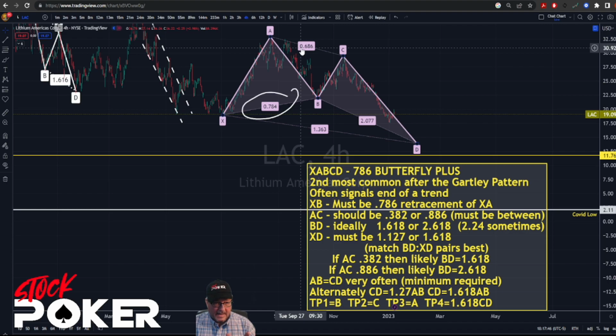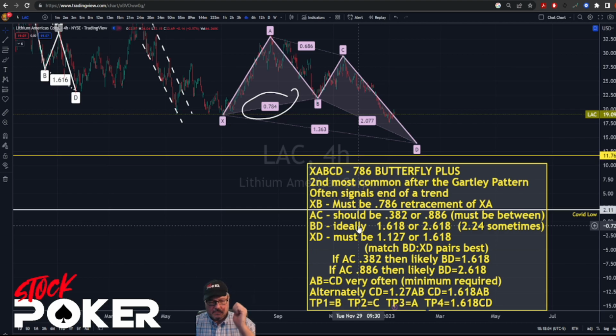Now, the next leg is the BD leg, right? It should ideally be the 1618 or the 2618. Sometimes you'll see it as the 2.24, but it needs to be ideally the 1618 or the 2618. It doesn't have to be that exactly, but those are the two most common that you're going to see. And then likewise, the XD pattern needs to be the 1127 or the 1618.